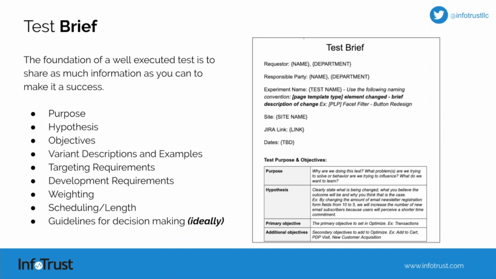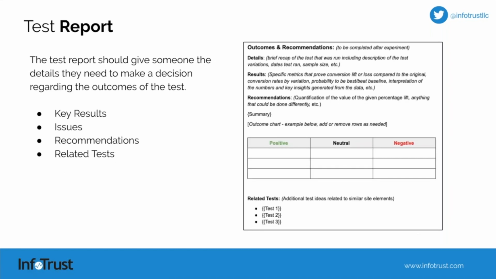So again, test brief, elements that may go into a test brief: purpose, hypothesis, objectives, descriptions and examples of the variants, including screenshots, your weighting requirements, scheduling. All of those things may be included in a test brief to give different departments a heads up. And then finally, the test report: key results, issues, recommendations, related tests. These are all factors that you would want to consider in a test report and share with multiple members of your teams.